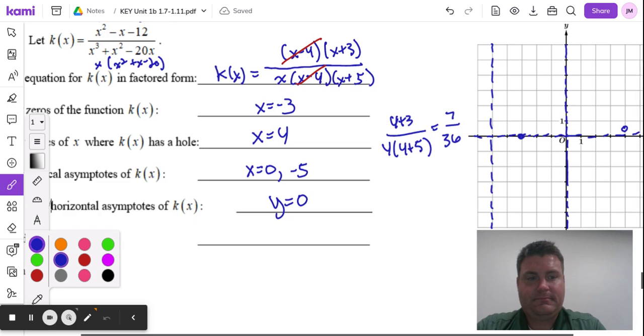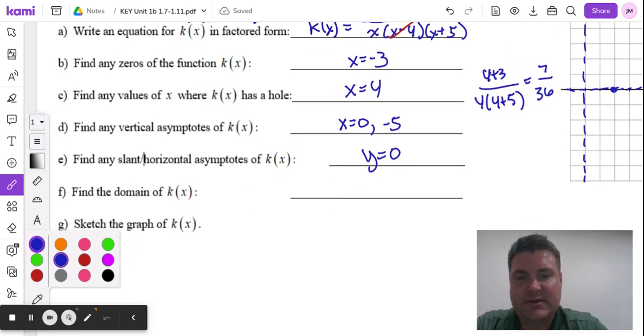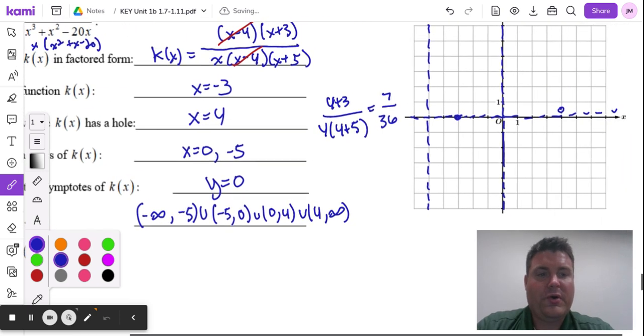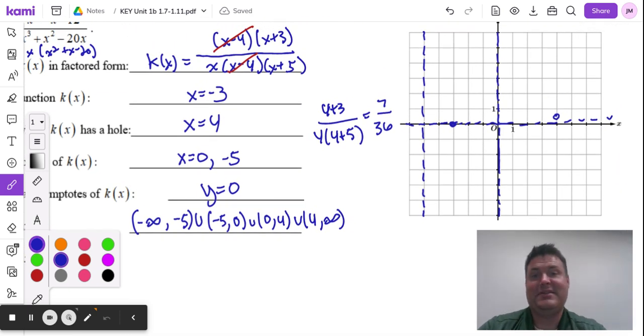So my domain here is going to be everything except for where my hole is and where my vertical asymptotes are. It's going to go from negative infinity until negative 5. I'll use unions because we're talking about domain specifically, so unions are okay. So from negative 5 to 0, from 0 to 4, from 4 to infinity. Only thing left to do is to sketch this. There's not much here. Don't fret about it too much.